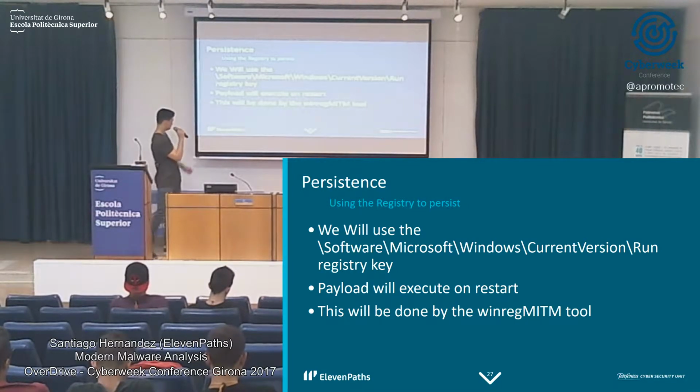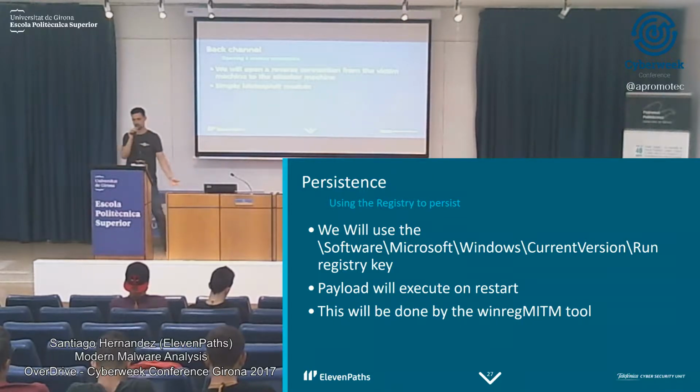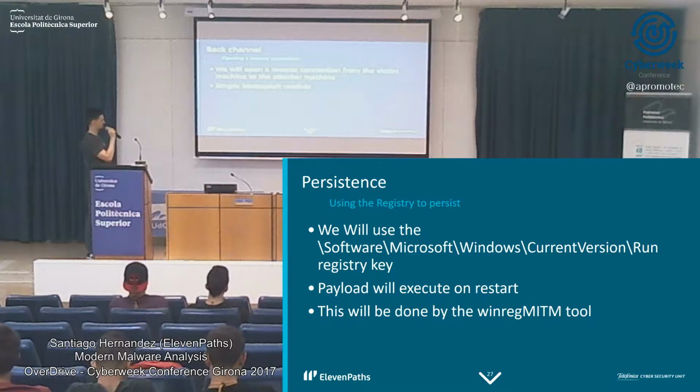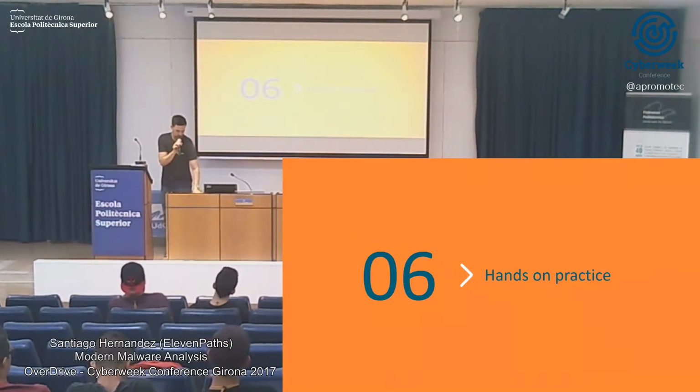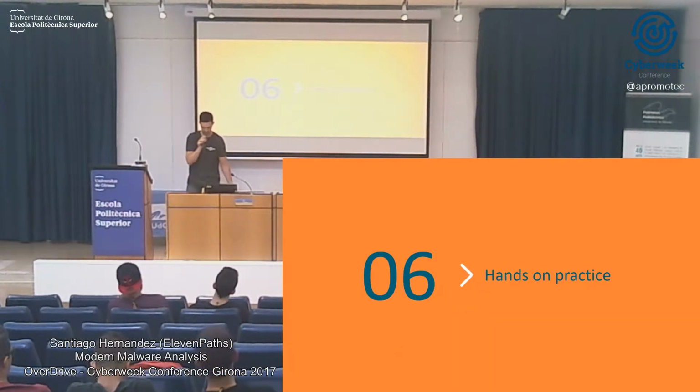After that, we will just need to open the back channel. I showed you in the last slide how we'll open that. Basically, we will open a TCP reverse connection that we will handle in the attacker machine with a Metasploit module. So now we are going to perform all these steps in practice to show you how they can be performed.